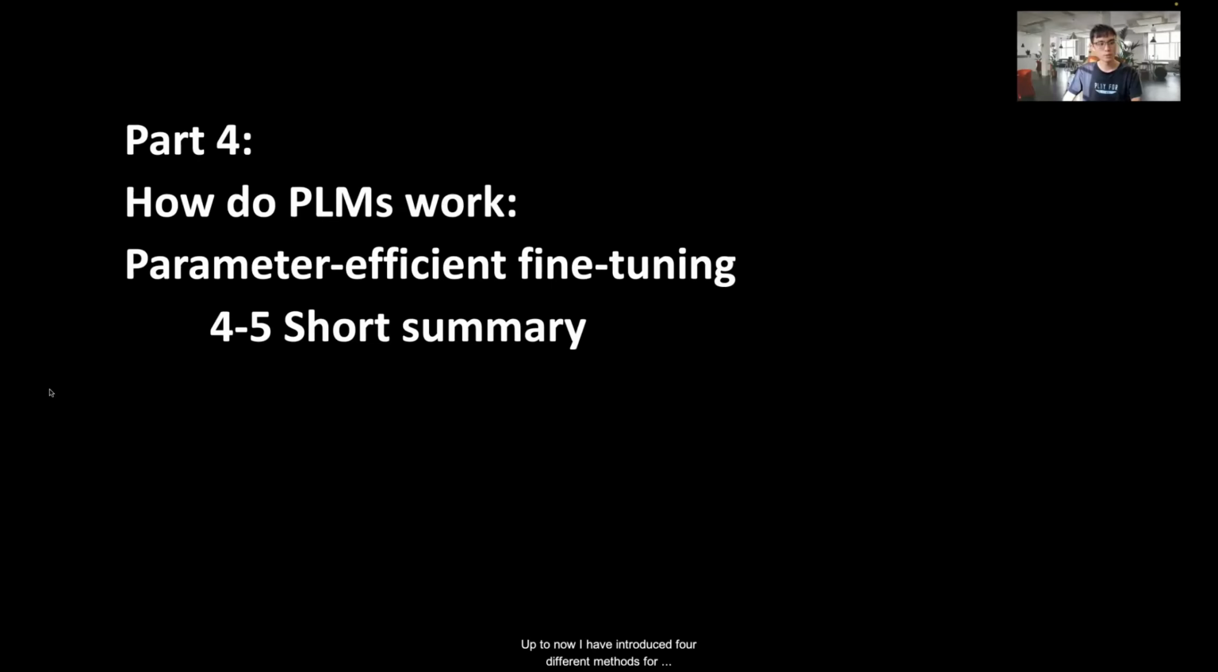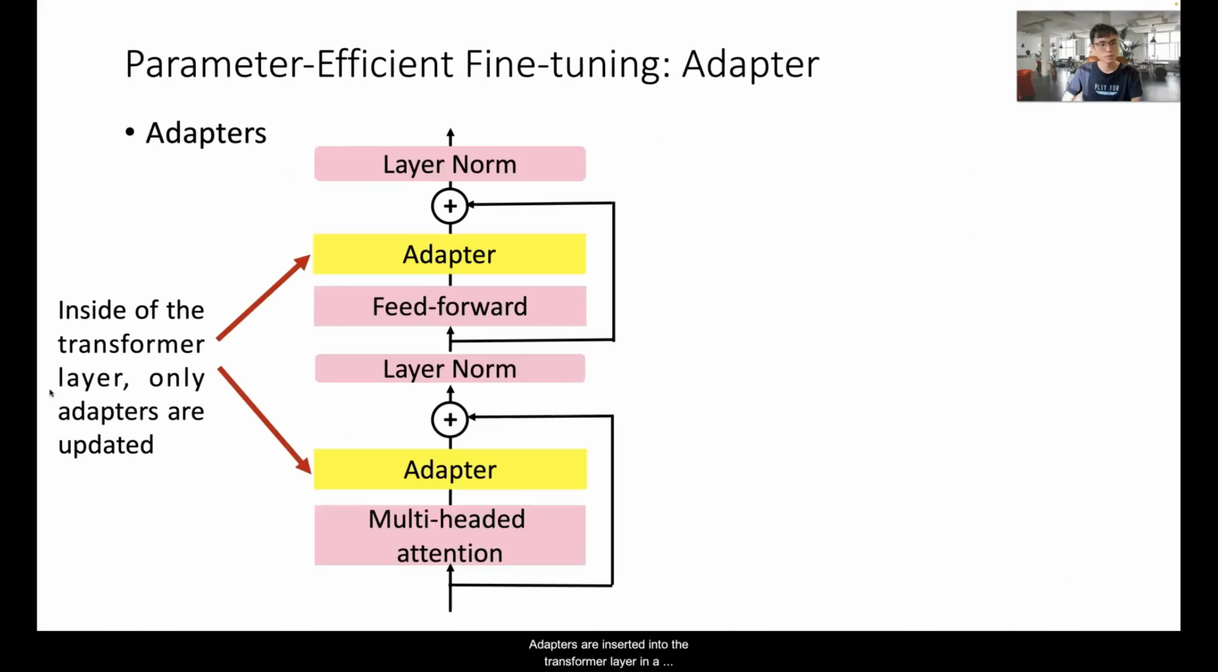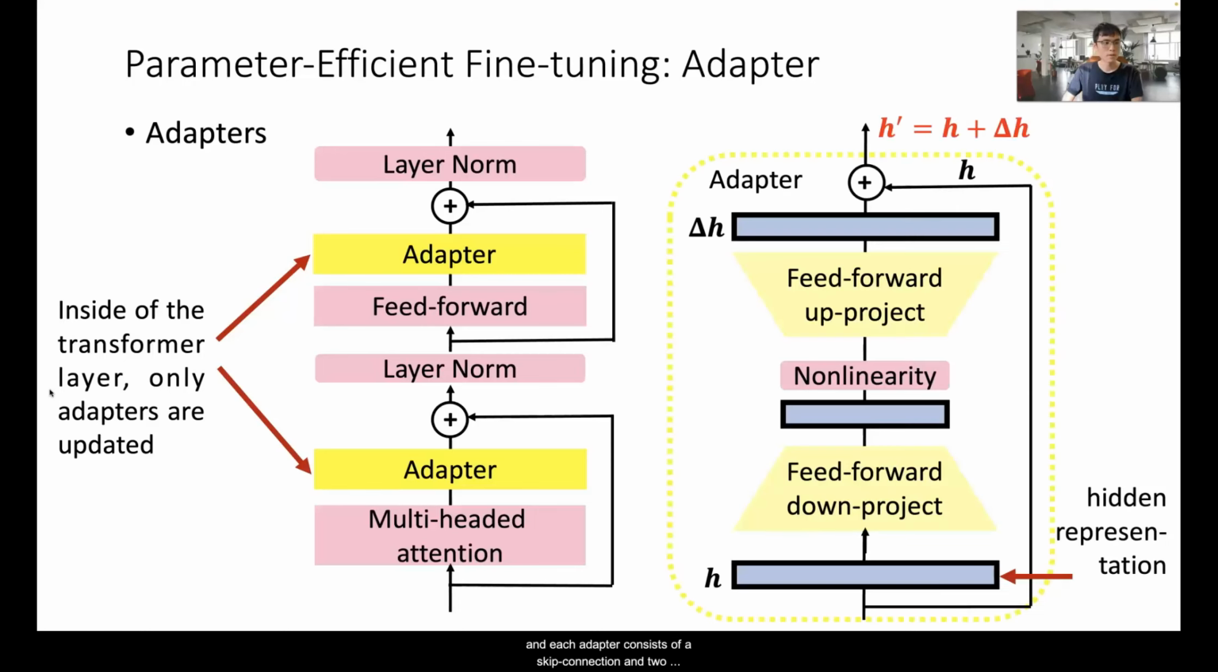Up to now, I have introduced 4 different methods for parameter-efficient fine-tuning. Now, I will give a summary of these methods and compare their performance. We say that fine-tuning is the process of changing the hidden representation extracted by the pre-trained model. And to achieve this, parameter-efficient fine-tuning methods insert small trainable submodules into a pre-trained model and only fine-tune those submodules. Adapters are inserted into the transformer layer in a sequential way, and each adapter consists of a skip connection and 2 feed-forward layers with a nonlinear activation in between.